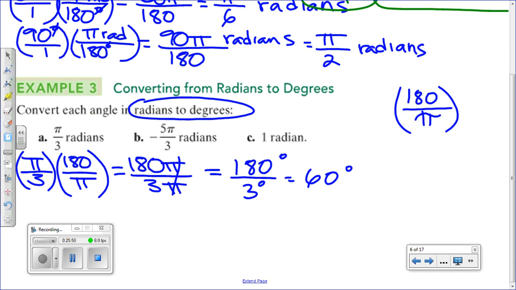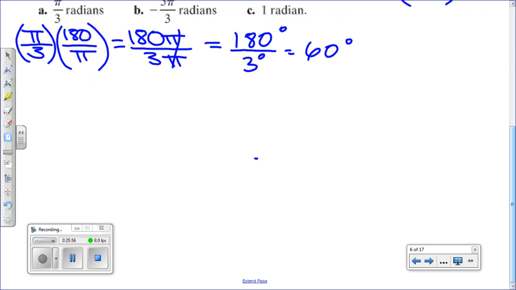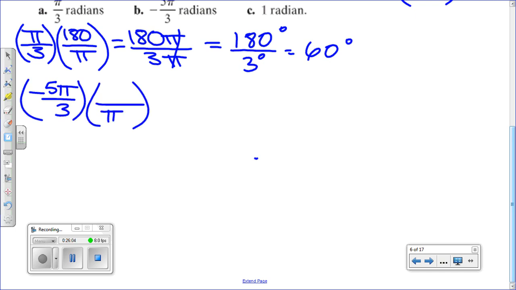Okay, let's do the next one. And the next one is negative 5 pi over 3. Remember, you want the unit conversion factor that has pi on the opposite side so that they can cancel nicely. And if you forget what number goes there, just remember a complete pi is 180 degrees. Oh, I need to show you guys a picture.